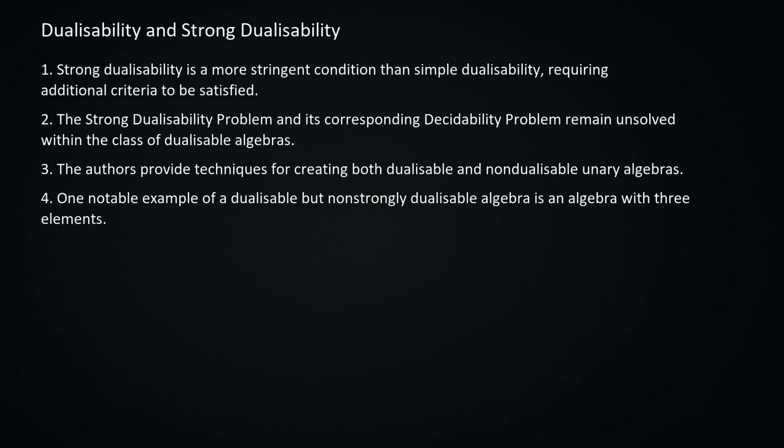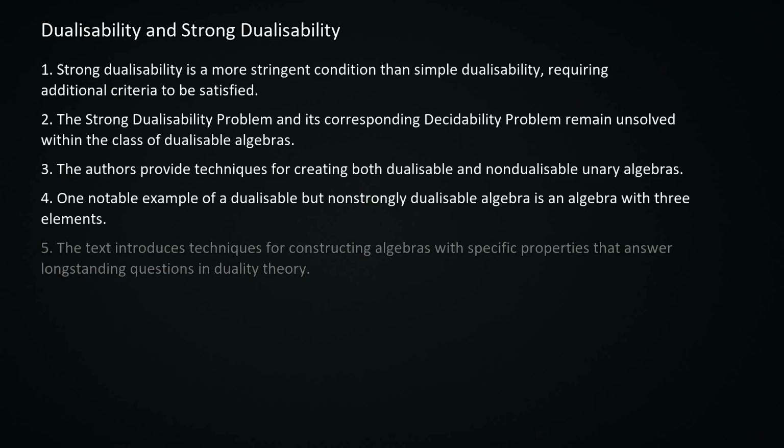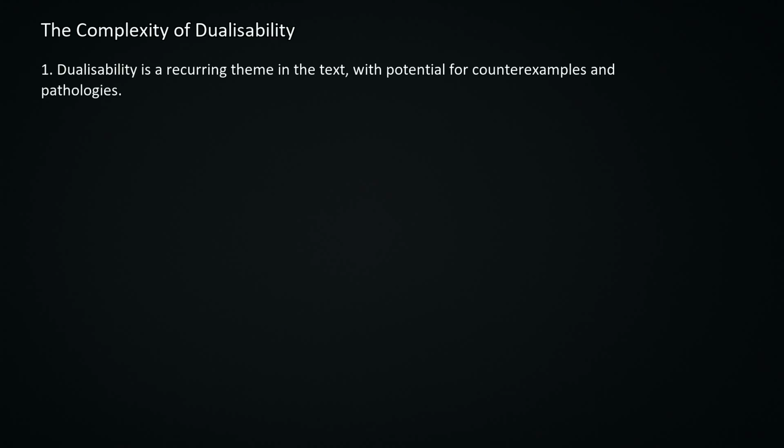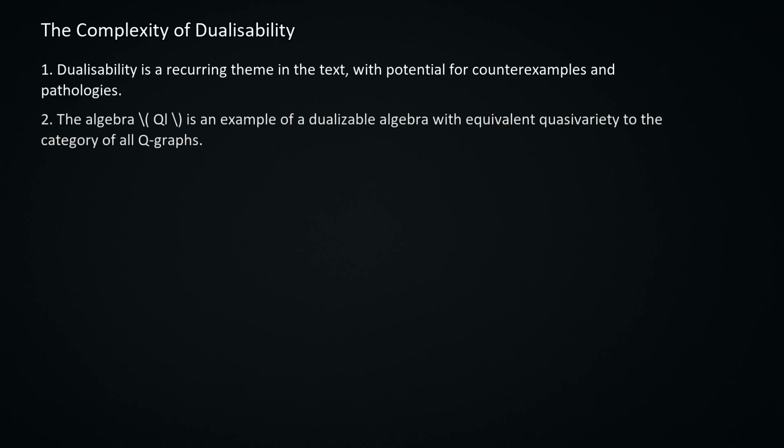The text also introduces techniques for constructing algebras with specific properties, such as having enough algebraic operations or being quasi-injective. These techniques are used to build examples that answer long-standing questions in duality theory, providing a deeper understanding of the complexities involved. The complexity of dualisability among Unary algebras is a recurring theme throughout the text. The authors highlight the potential for finding counterexamples and pathologies within this class, which adds to its richness as a source of examples and counterexamples.